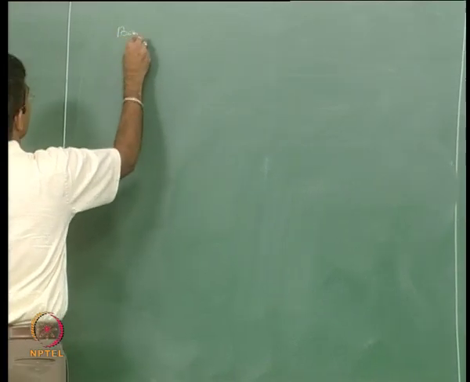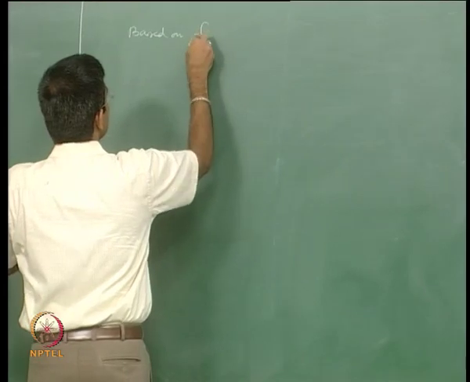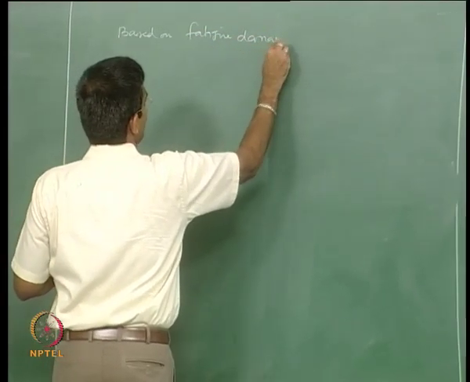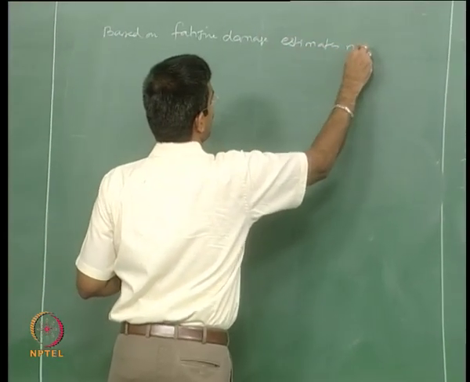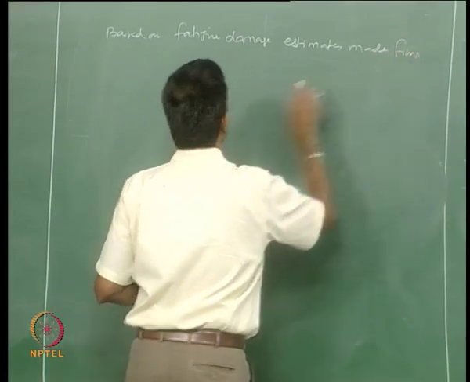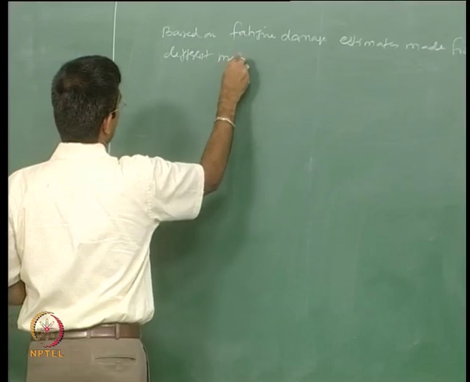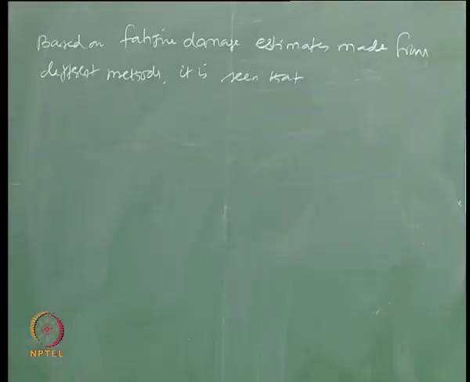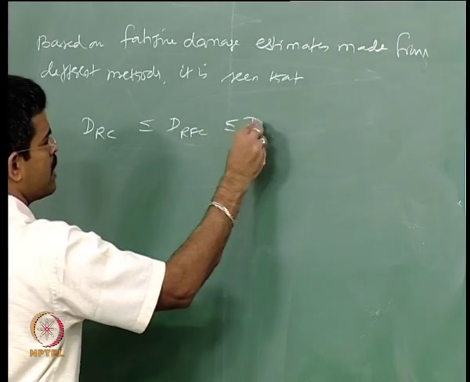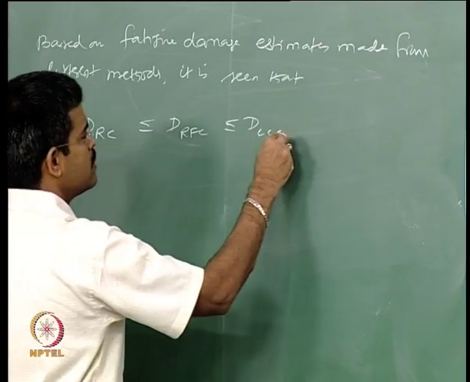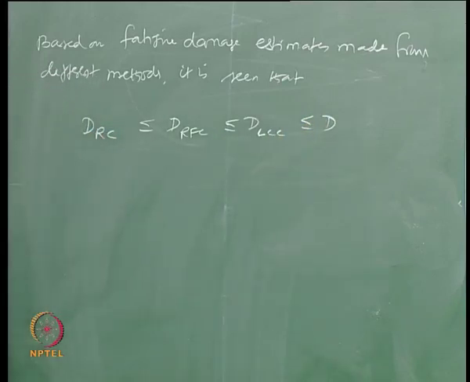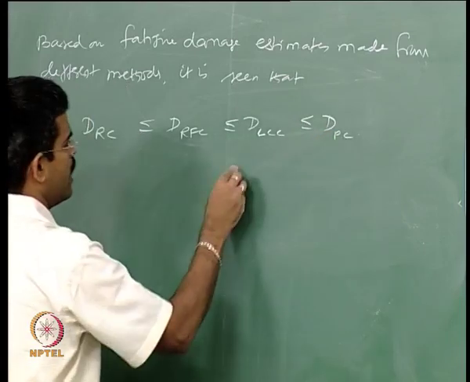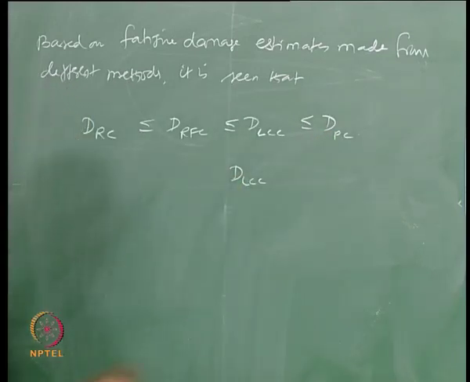Now, based on fatigue damage estimates made from different methods, it is seen that the damage you have made using rain flow counting is lesser than the damage estimated from RC, is lesser than the damage estimated from LCC, is lesser than the damage estimated from PC, and the damage estimated from LCC is the same as the damage estimated from NB.